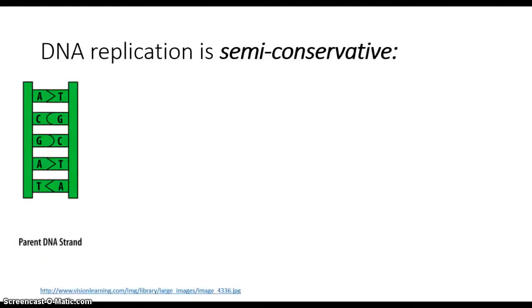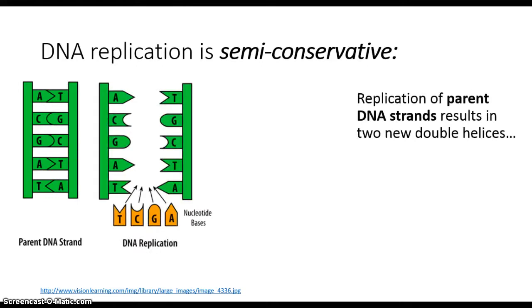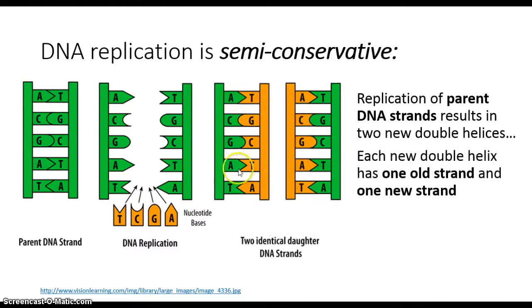We refer to this as semi-conservative DNA replication. Conservative means that it stays the same. Semi-conservative implies that it stays half the same. When you actually pry apart these two strands and line up the complementary bases and then get two new double helices, each of these is part way old and part way new, therefore semi-conservative, half conserving the original DNA strand and half being completely new.